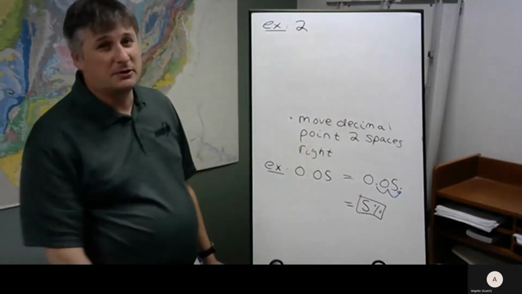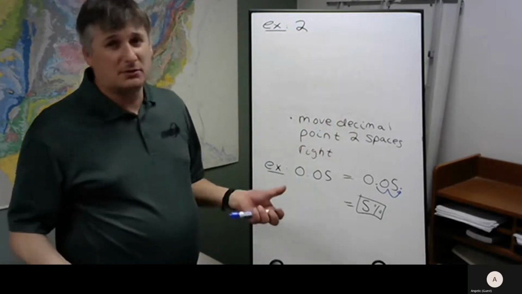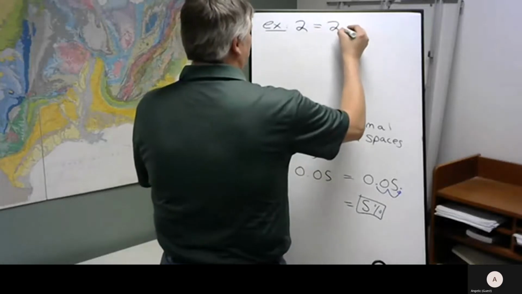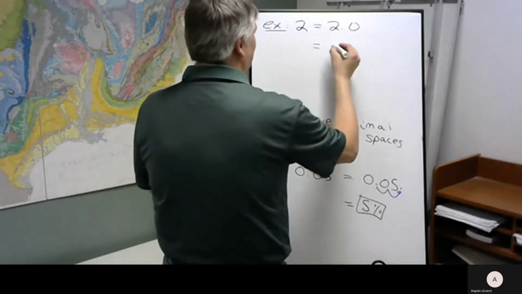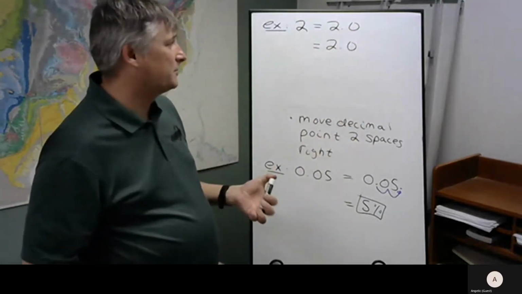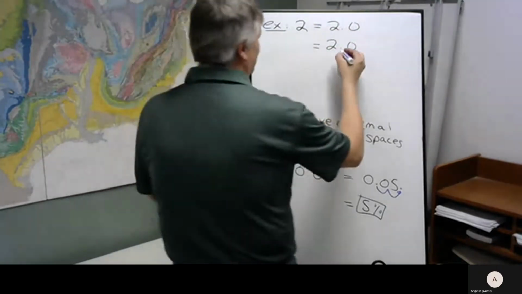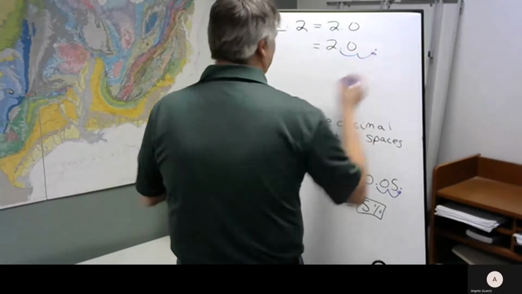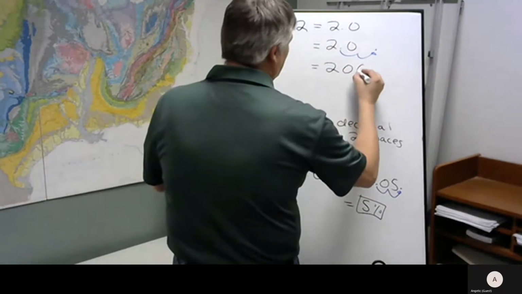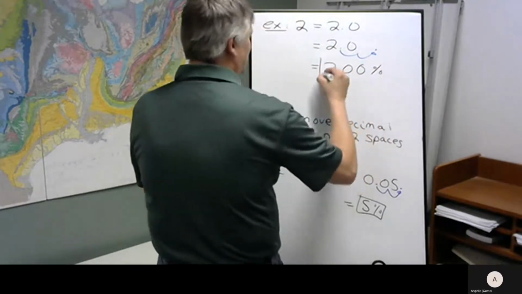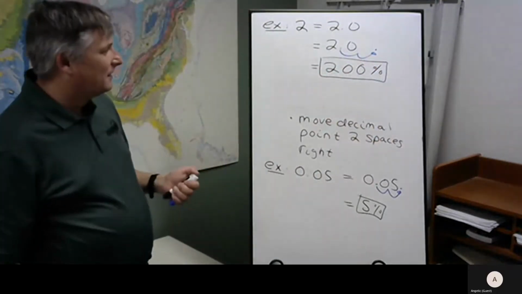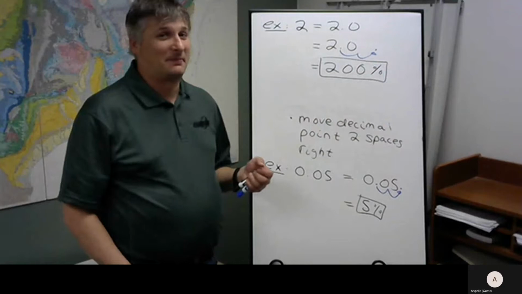So let's say we have this. Let's say we're going to convert 2 into a percent. Now this is just the number 2, it's not 2%. So what we do here, we can call this 2.0. And this 2.0, to make it a percent, we've got to move the decimal 2 spots to the right. And so what we'll get is 200%. Questions about that?